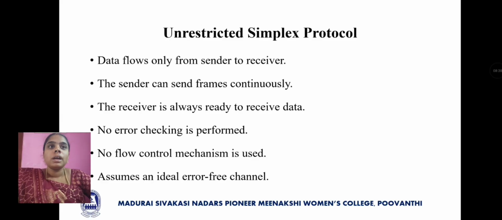For example, if there is noise during the data transmission, the receiver still accepts that corrupted information and processes it immediately without any checking. And then the next one is that no flow control mechanism is used. The sender sends data according to its own speed without checking the processing capacity of the receiver. There is no flow control mechanism on the receiver side.